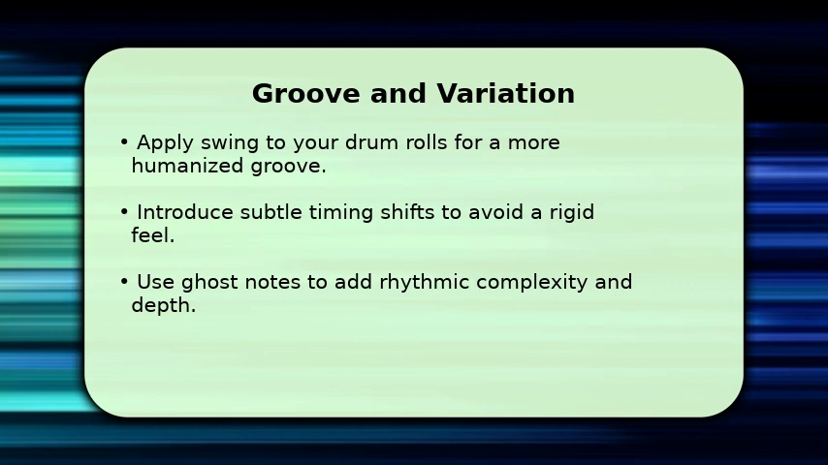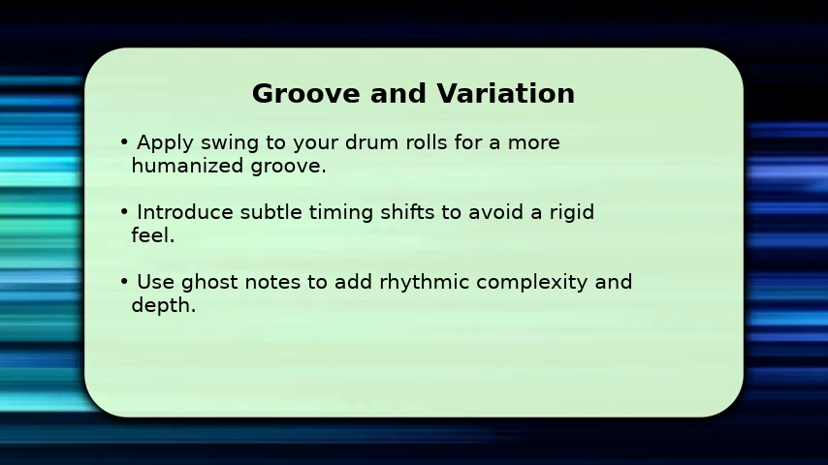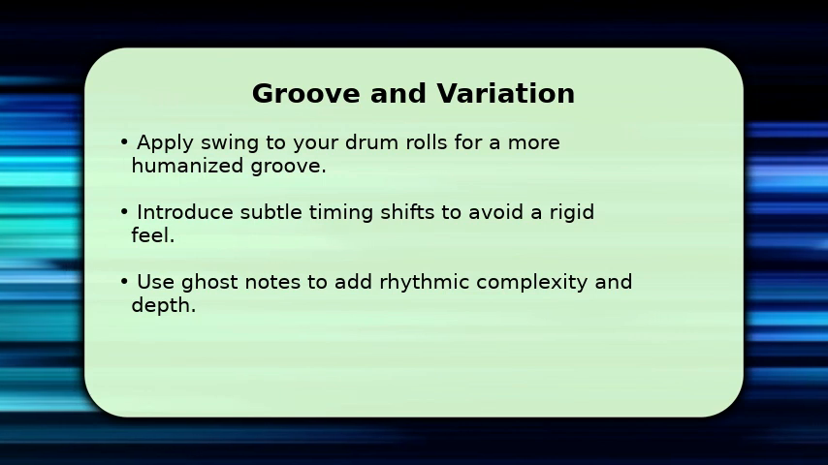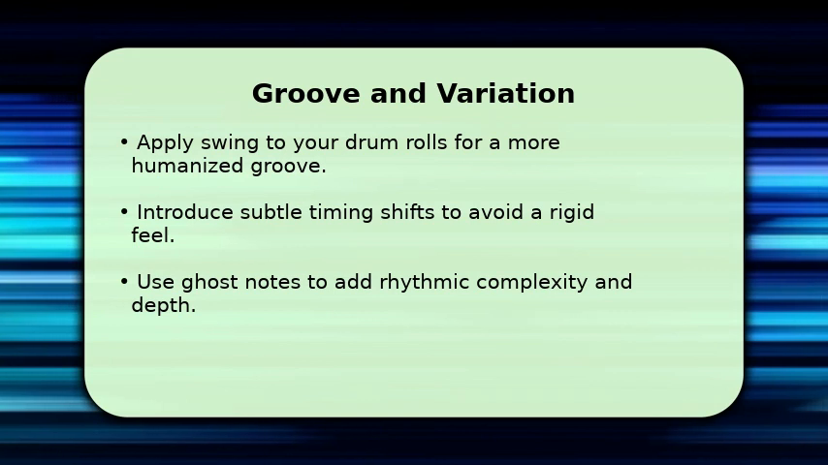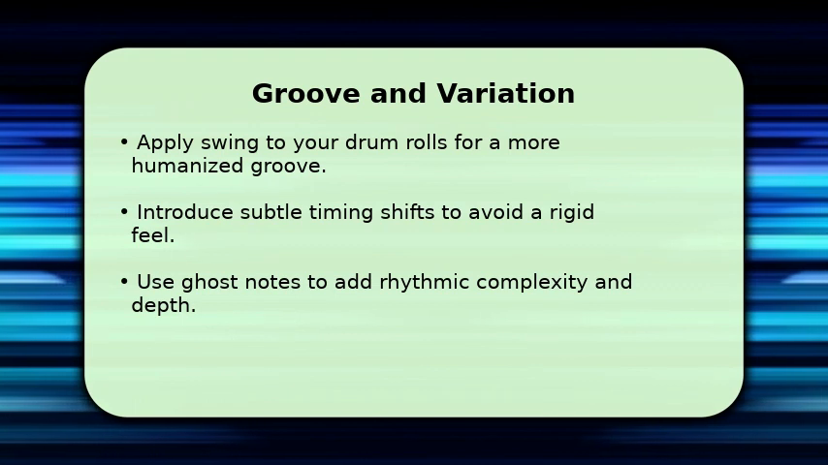Applying a subtle swing percentage, perhaps around 5% to 10%, can make a huge difference in how the roll sits in your mix. Experiment with slightly nudging individual notes off the grid to introduce human imperfections. Incorporating ghost notes, which are very low-velocity hits, can also add intricate rhythmic detail without overpowering the main beat. These small adjustments elevate your production.